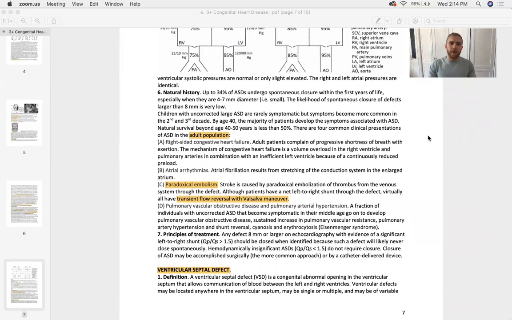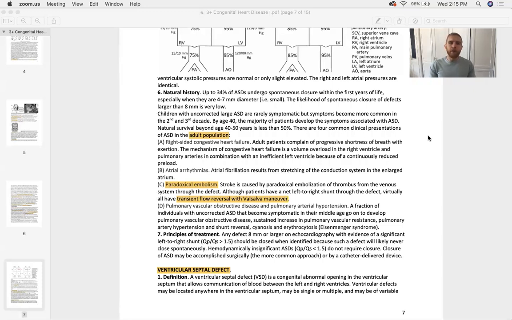As we said, the degree of symptoms experienced by a patient is proportionate to the size of the septal defect. And many of them are so small that they don't immediately present in infancy or even childhood. They do present in the adult population, though. They'll present in the second to third decade with children with large septal defects, and in the fourth to fifth decade with people whose septal defects were never caught.